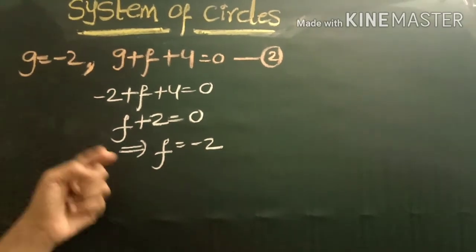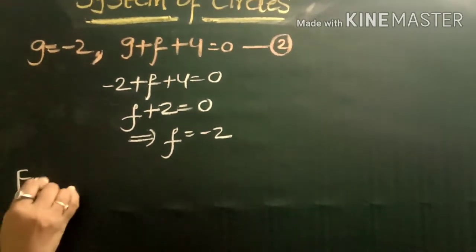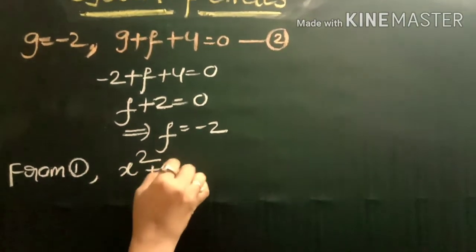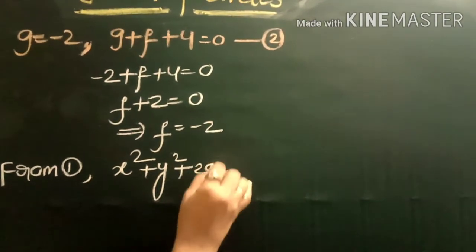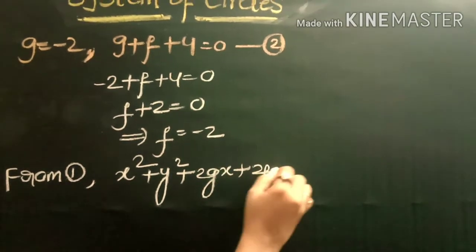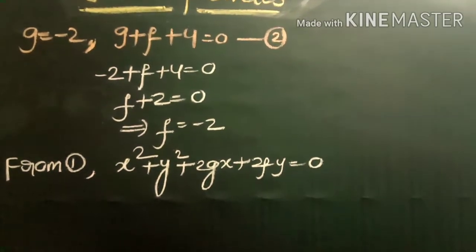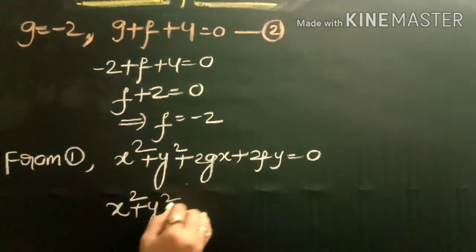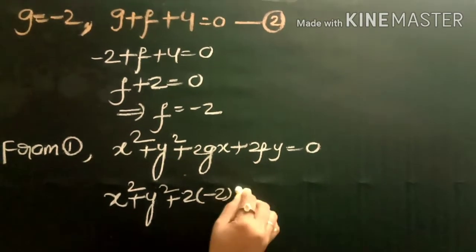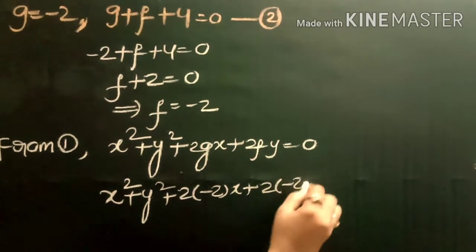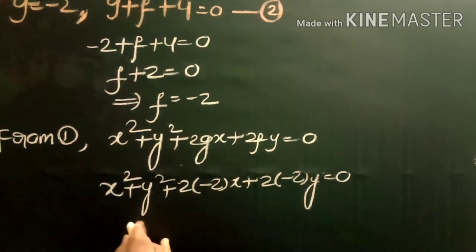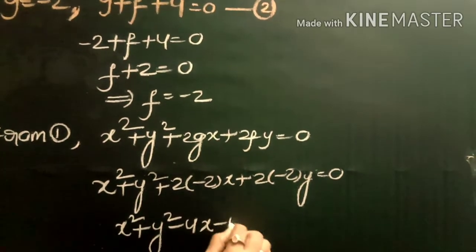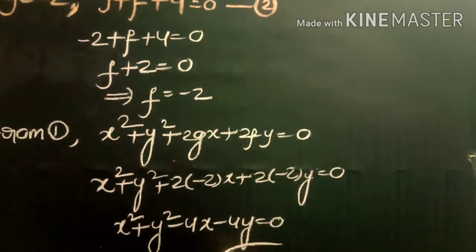Therefore, we are replacing all these values in the circle equation. From the first equation, we take the equation of the circle. From equation 1, we have x square plus y square plus 2gx plus 2fy is equal to 0. Already we have that c is equal to 0 since it passes through the origin. Now, replacing the values, x square plus y square plus 2 into minus 2 into x plus 2 into minus 2 into y equal to 0. That is x square plus y square minus 4x minus 4y equal to 0, which is the required answer.